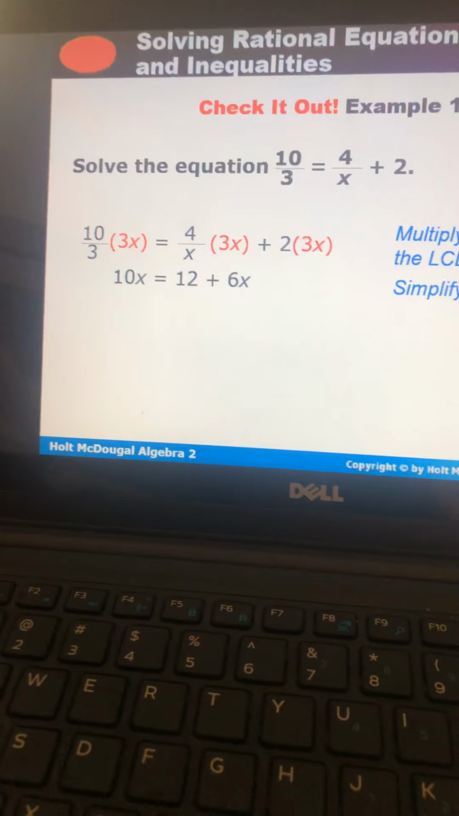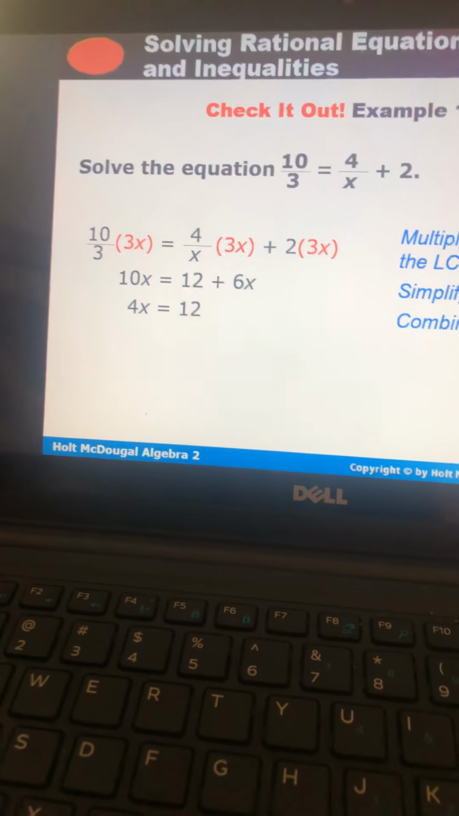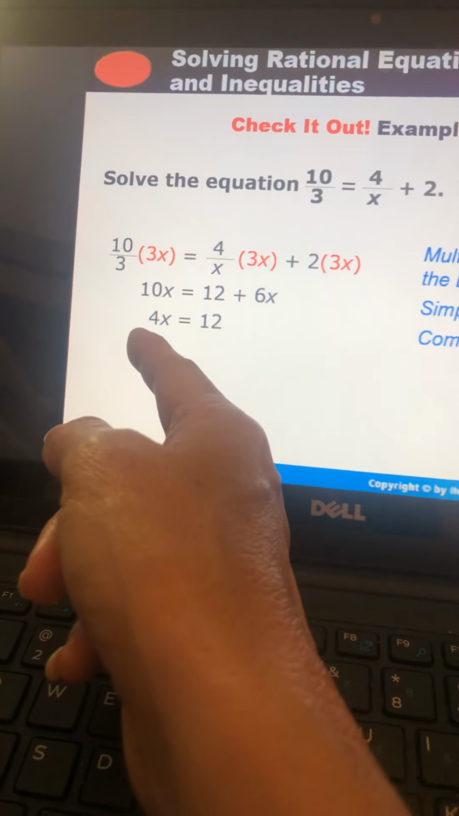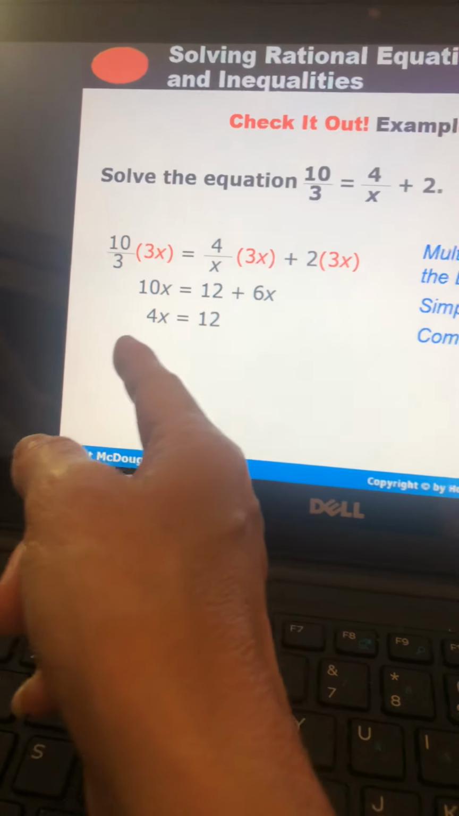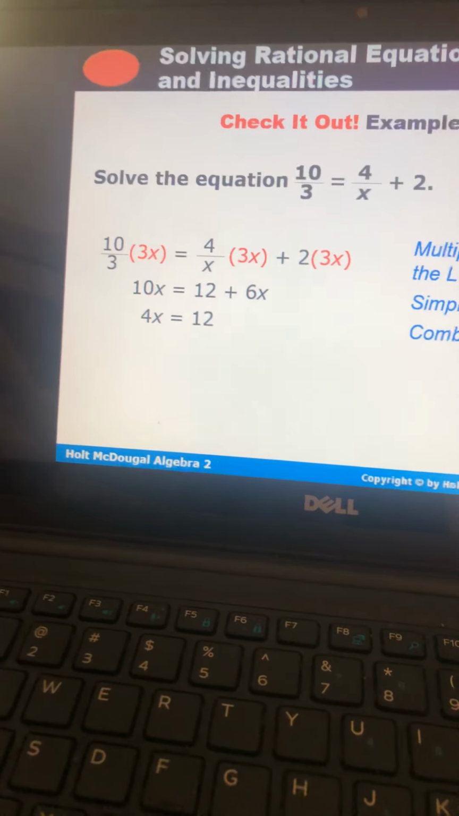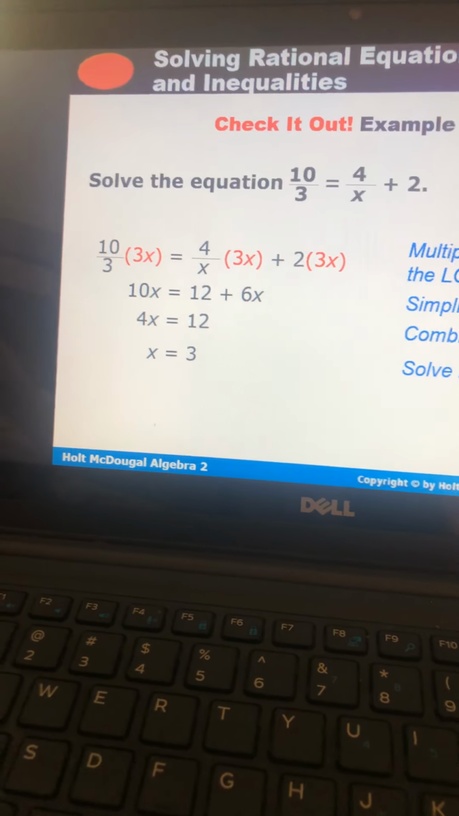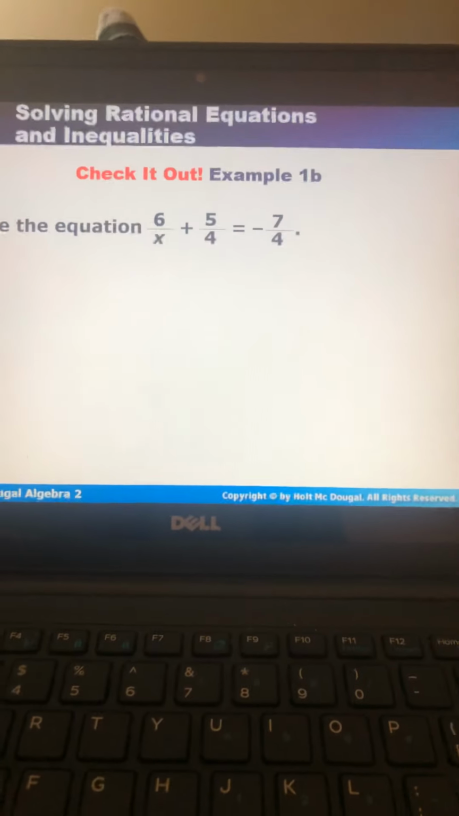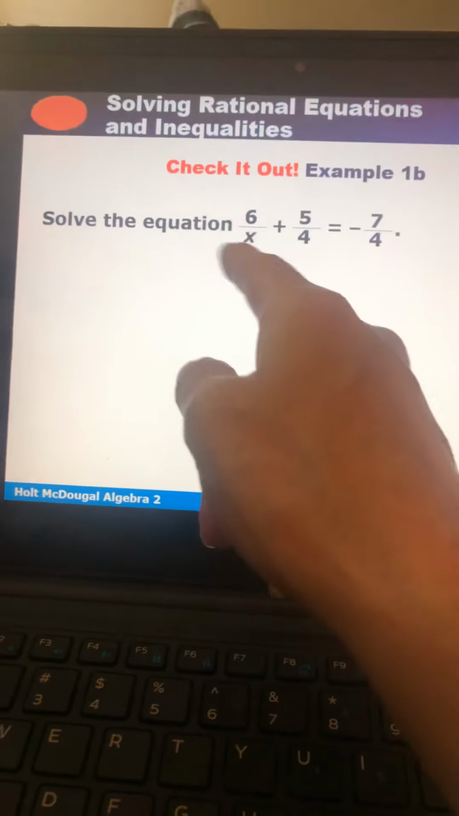Now, we're just going to put it into standard form, which really we don't have a squared, so we're just going to bring the 6x over here to the 10x and subtract. So 10x minus 6x is 4x, and then we'll have 12, and then divide both sides by 4, and x equals 3.